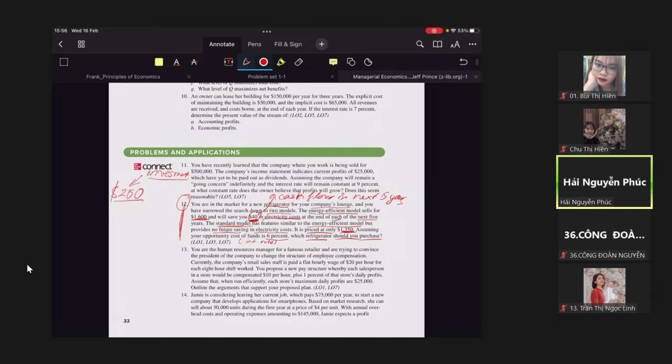To solve this question, you should compute the so-called net present value of the investment, right? The net present value of the investment is equal to the present value of future benefit minus the cost of investment. Understand this point?